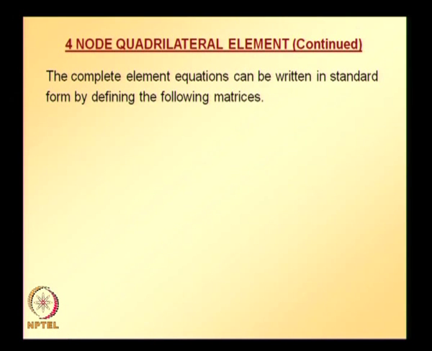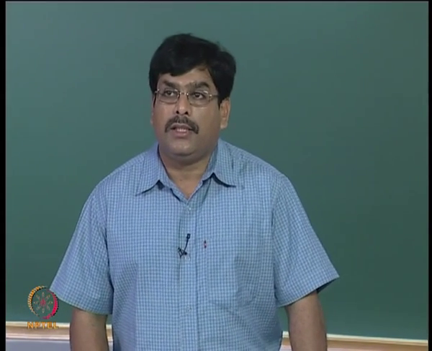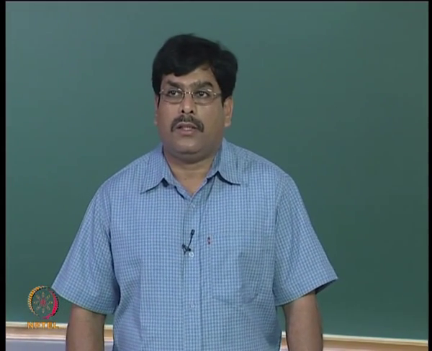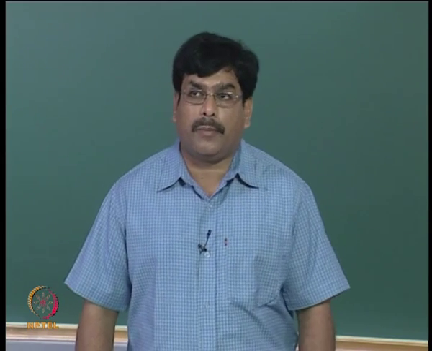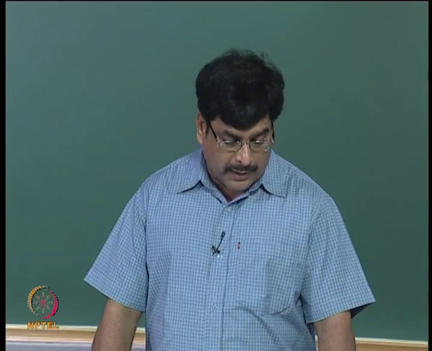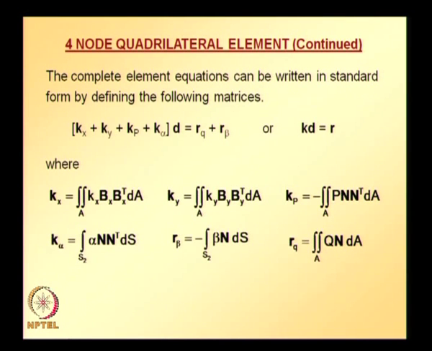And the complete element equations can be written in standard form by defining the following matrices. So, the previous equation can be rewritten in this manner: Kx, Ky, Kp, K alpha, Kx plus Ky plus Kp plus K alpha times d is equal to R Q plus R beta, which can be compactly written as Kd equal to R. Here each of these matrices and vectors are defined like this. This is obtained from the previous equation. By comparing with the previous equation, we can write this.